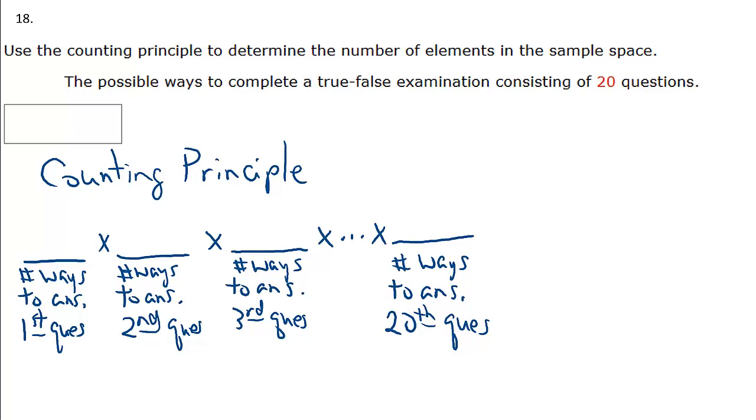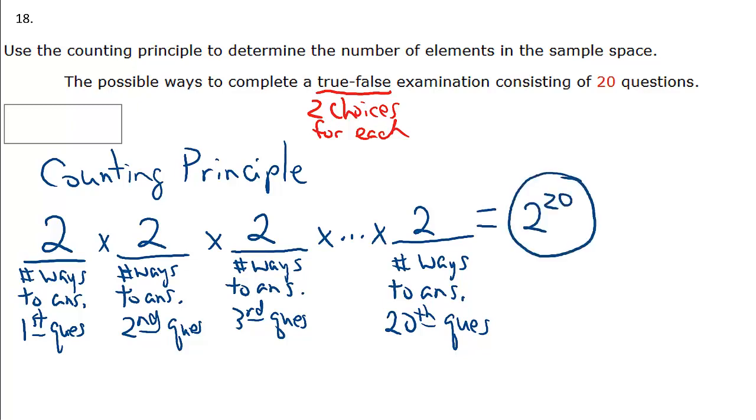But the key thing here is it's a true-false test. So for a true-false test, you only have 2 choices, true or false. So there are 2 ways to answer every single question. And that ends up to be 2 times 2 times 2 times 2 until you get 20 of them. That's the same thing as saying 2 to the 20th. And on your calculator, you can use the power button and you'll find out it's 1,048,576 possible ways to answer a 20-question true-false exam.